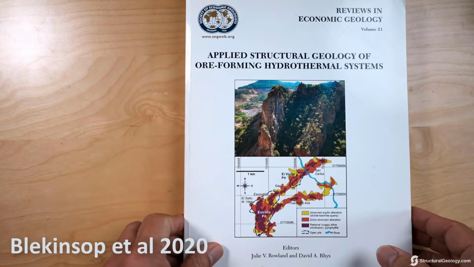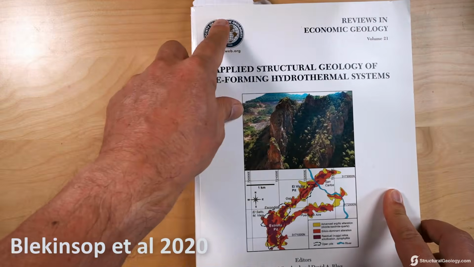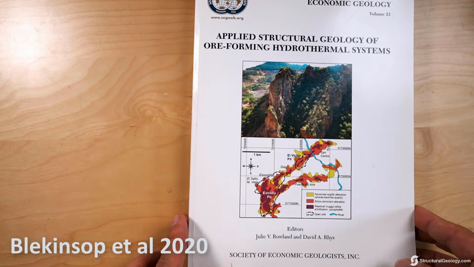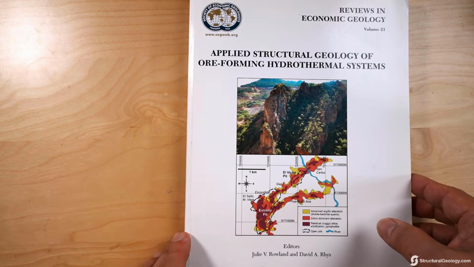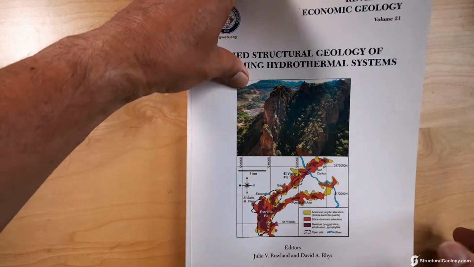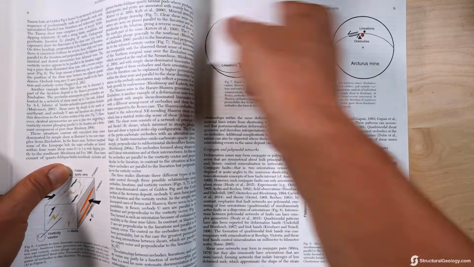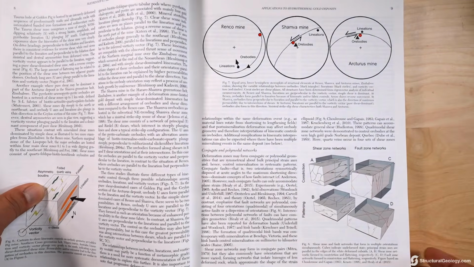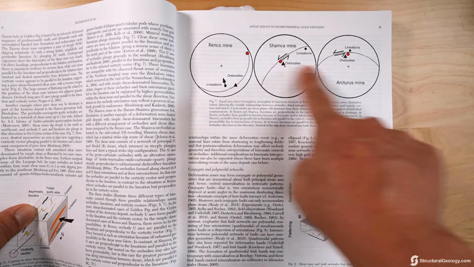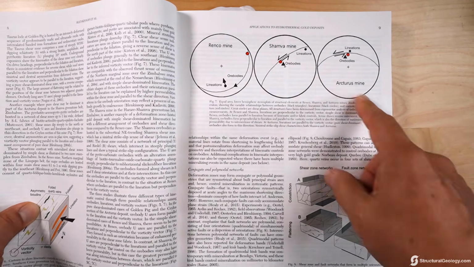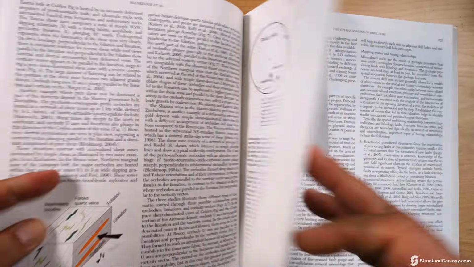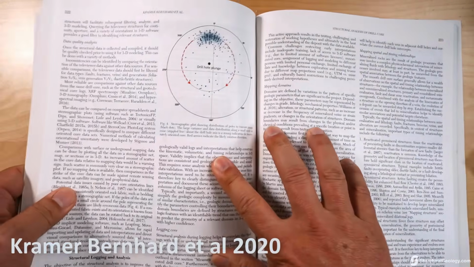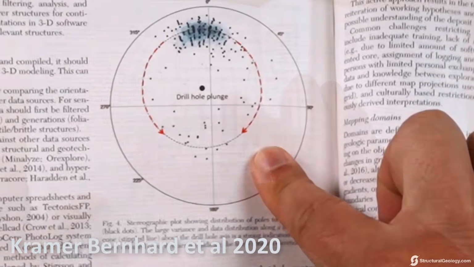Okay, we jump to 2020, and this is a book published by SEG, Reviews in Economic Geology 21. And if you look at this publication here, you can see that there's just the data, no grid underneath it, which makes it really clear to understand. This one here has your typical grid.